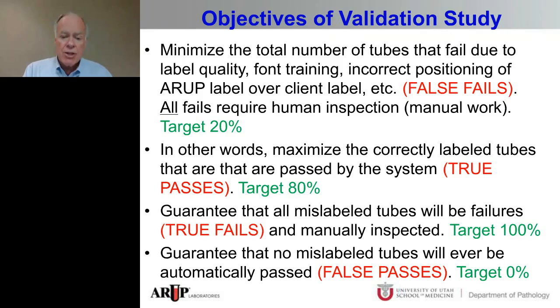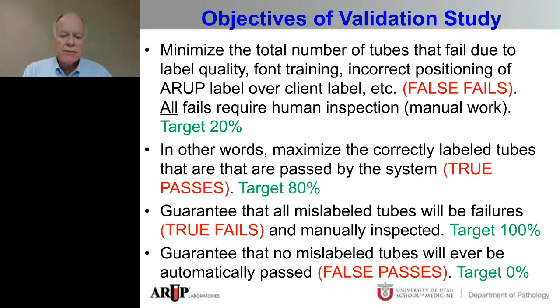It's just that the system can't read the photograph for quality issues related to the photograph. But we're trying to minimize all that human inspection or manual work, and our target as we entered the validation study was to have an 80% pass rate or a 20% fail rate. So 80% true passes and 20% false fails.